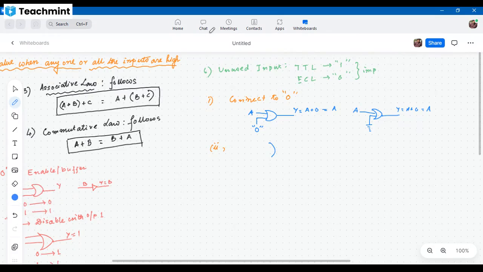I will connect it to another input. So this is A, this is B. Now I'll connect the unused input to B. That gives you the logic y equals A plus B plus B. So applying De Morgan's rule, you can write A plus B. So that is our concept, no change. Clear? क्लियर हो रहा है सबको?